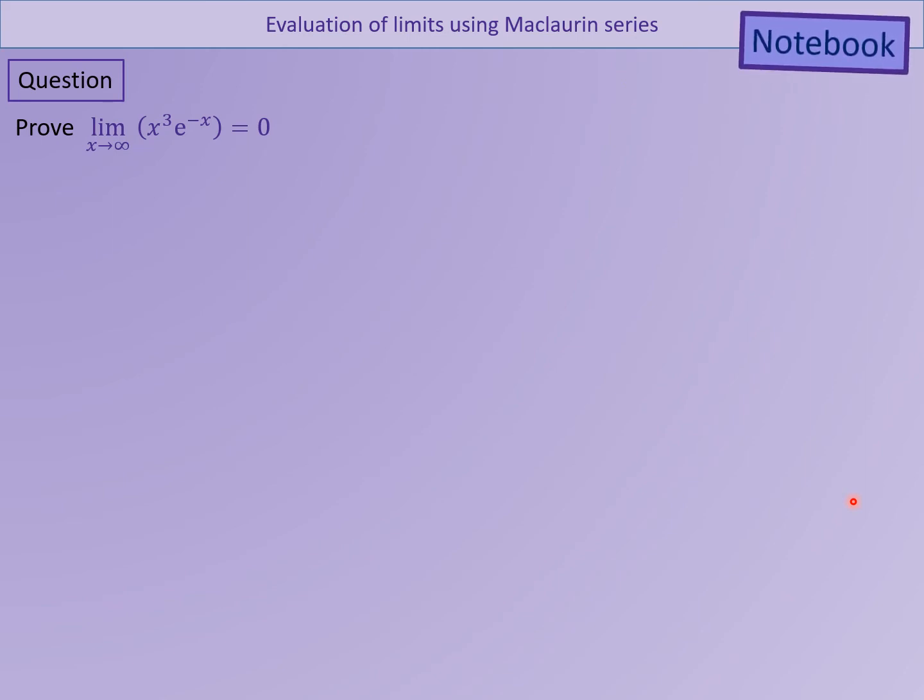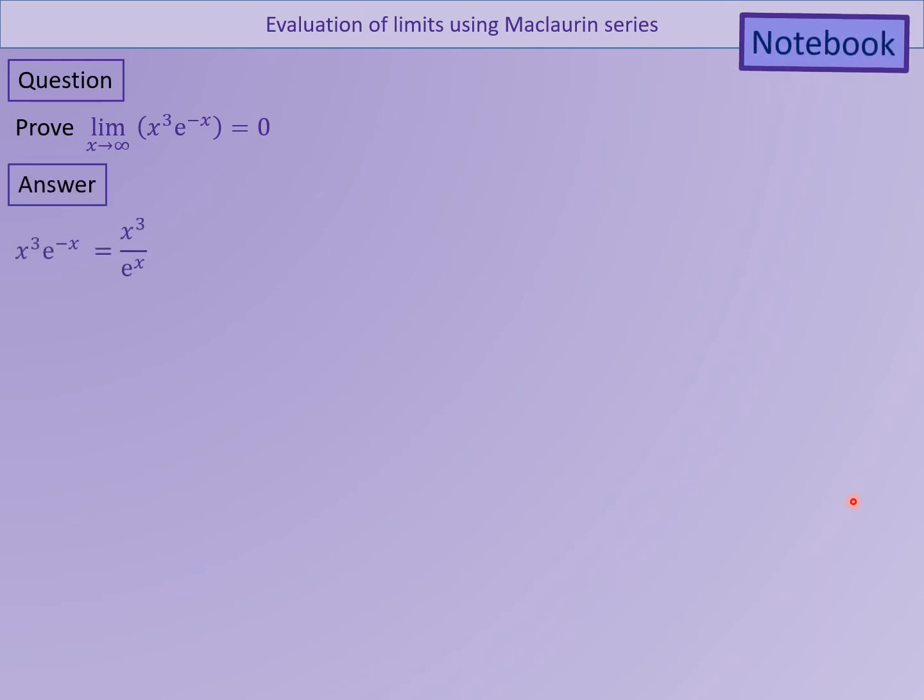Okay, stick with your notebooks. I want to prove that x cubed e to the minus x tends to 0. So you might want to have a quick go yourself. I don't mind. If you want to have a go yourself, think about writing it as a quotient. Think about the function on the top and the function on the bottom, and then you can pretty much prove it yourself. Okay, so pause if you want more time. If not, we'll have a look through.